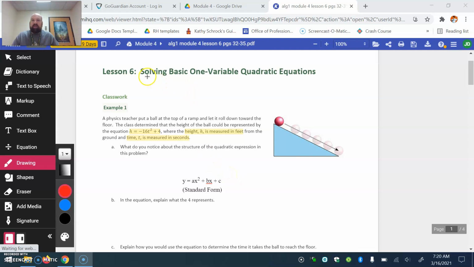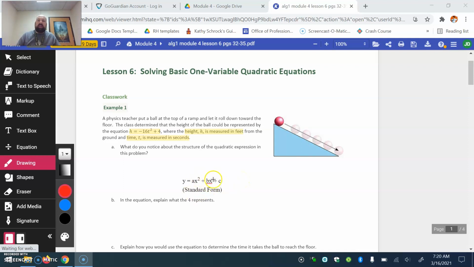All right, so this is all about solving basic one variable quadratic equations. A physics teacher puts a ball at the top of a ramp. You can see the picture here, and the ball rolls down. The class determined that the height of the ball could be represented by the equation h equals negative 16t squared plus 4, where the height, h, is measured in feet, and t is the time in seconds.